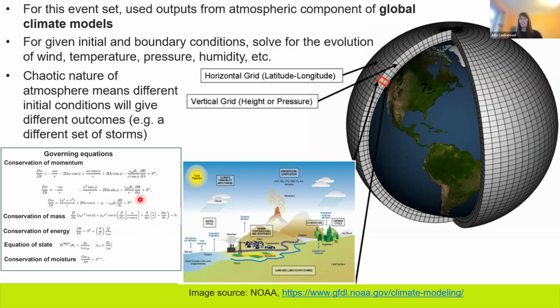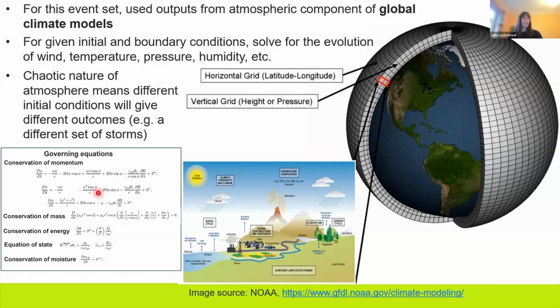You can run these climate models at varying levels of complexity. For example, you could have everything interactive and fully coupled, or you could run it with, say, fixed sea surface temperatures and just model the atmospheric component. But as you can see from these equations, they are incredibly complicated and they are highly nonlinear.